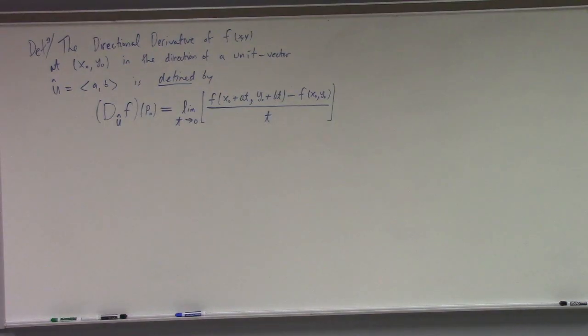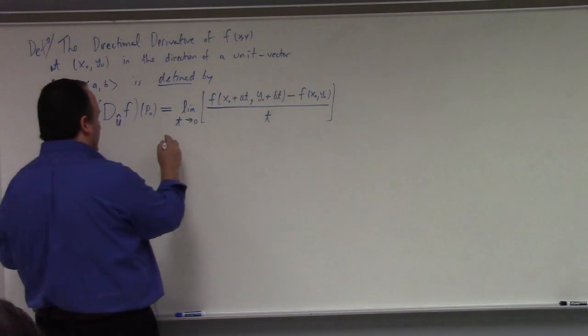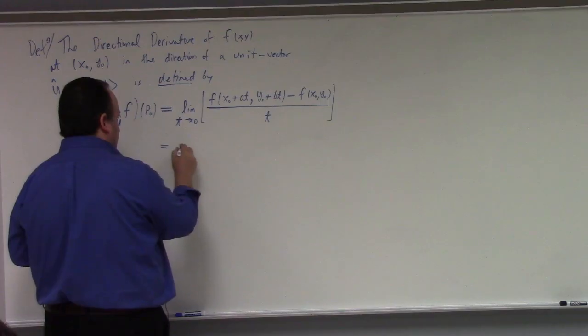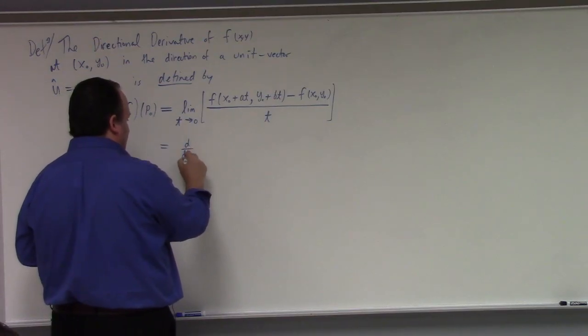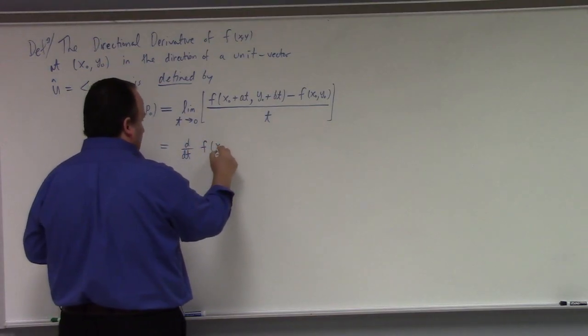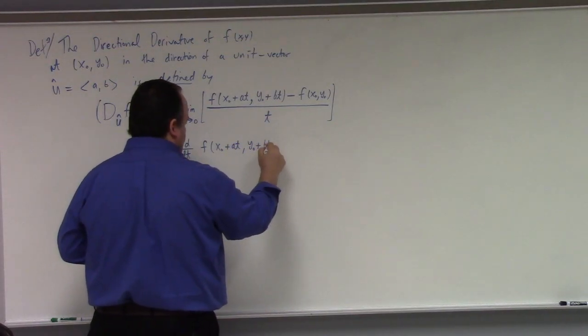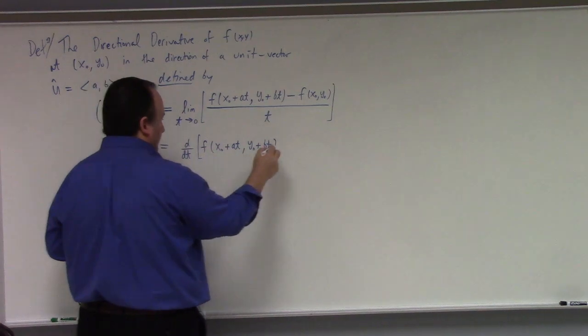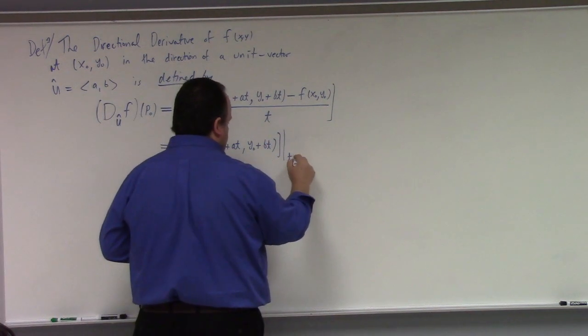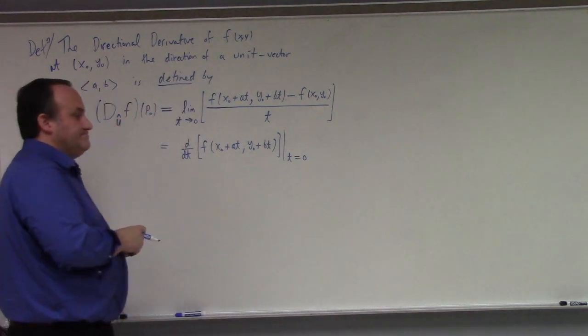But can you guys tell me what is that actually, that limit I just wrote? There's another way to look at it, because that's a derivative of something, isn't it? This is actually, if you think about it, the derivative with respect to t of f of x naught plus at, y naught plus bt, all right, with t equals to 0 after we differentiate.